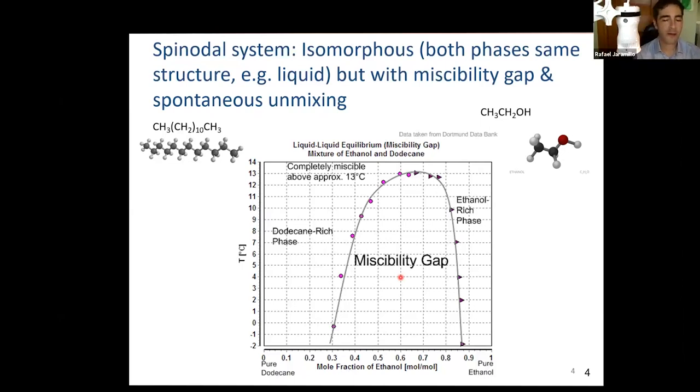Overall system composition, this is what I prepare: 0.6 mole fraction ethanol, 4 degrees C. I shake up the beaker and then I wait for a long time. What will I find at equilibrium? It would spontaneously unmix, thank you. And it would unmix into what? What would I find at the end of this process? I love that, spontaneous unmixing, that's exactly right. What would be the final product when the changes stop happening?